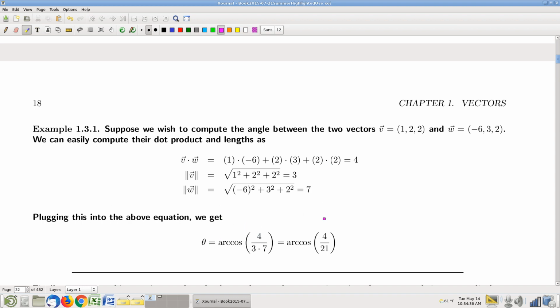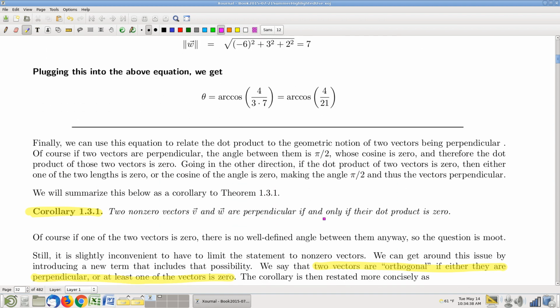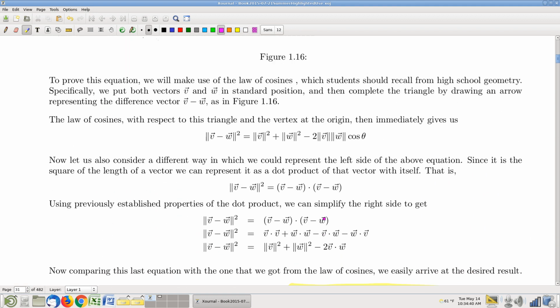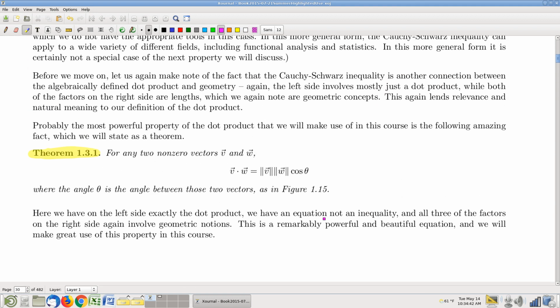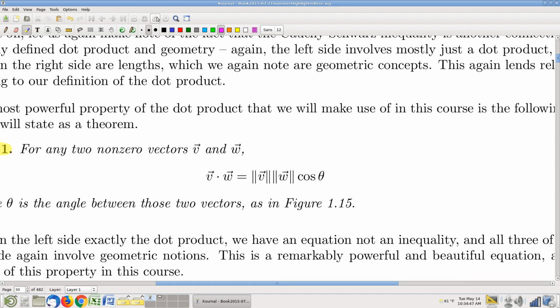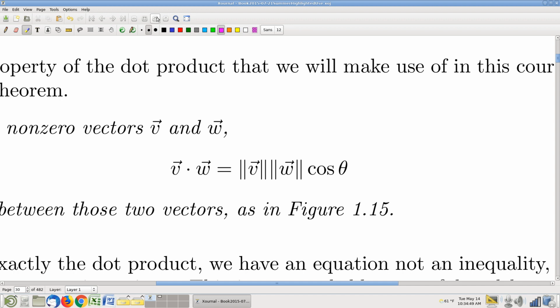Okay, let's see here. I didn't write this down. Okay, so let's go back up to our formula. There we go. Nice thing to notice about this formula. Let's think about what happens if that is pi over 2. Right? What happens if that's pi over 2? Well, this angle is pi over 2. We're taking cosine of pi over 2, which is 0. And that means that the dot product is 0.